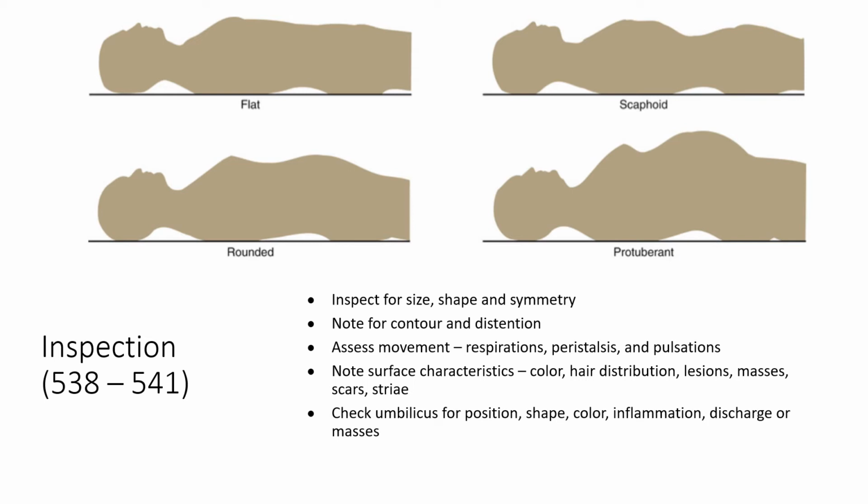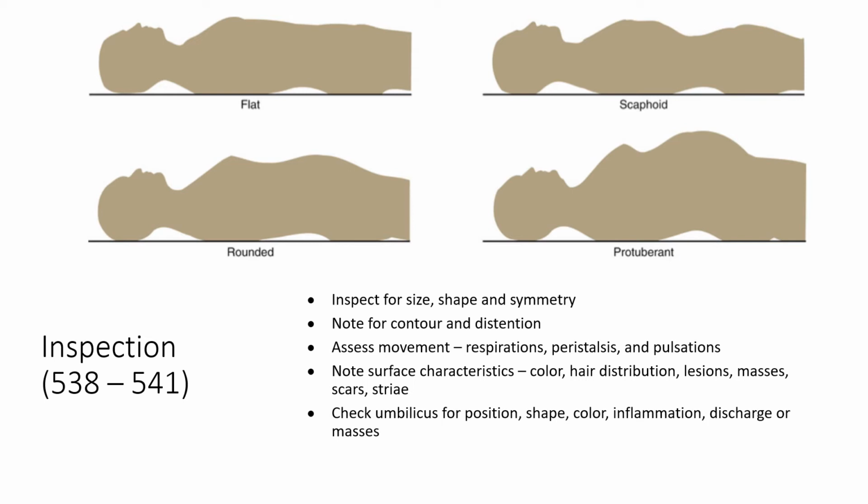Now, inspection is covered on page 538 to 541. So first you're going to stand by the side of the patient and look down, and then you're going to bend over and look across, and you can use a pen light to use some oblique lighting to highlight pulsation or other abnormalities in the abdominal shape or symmetry. You want to look for contour and distension, and you want to assess movements, including respiratory movements that occur with respirations, and if you can see any peristalsis or pulsations.